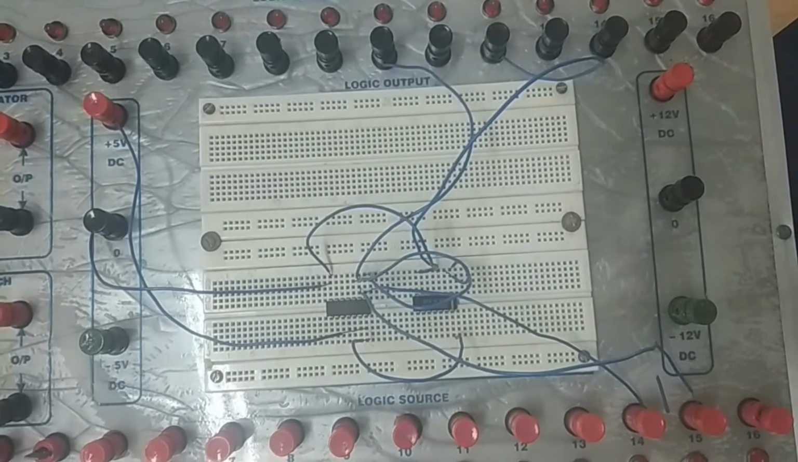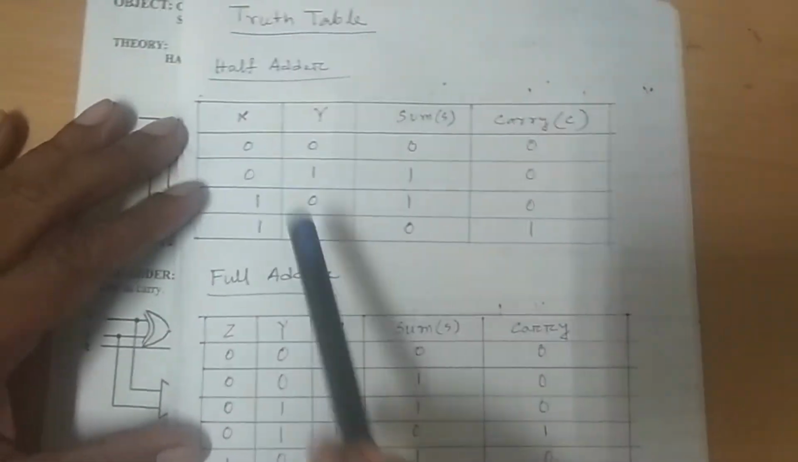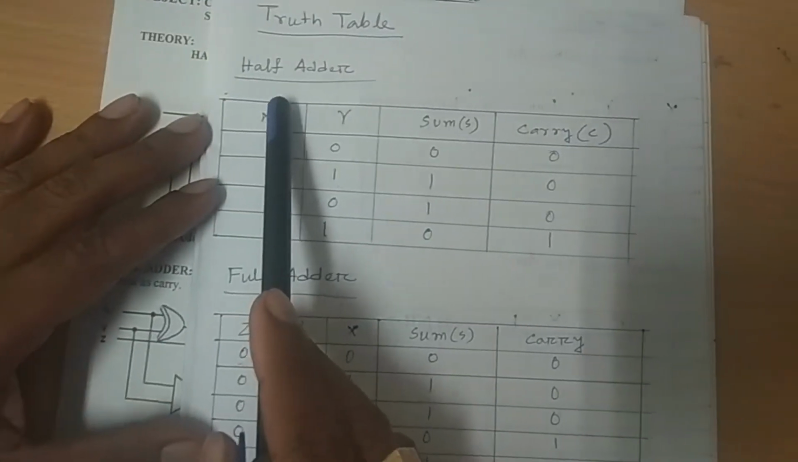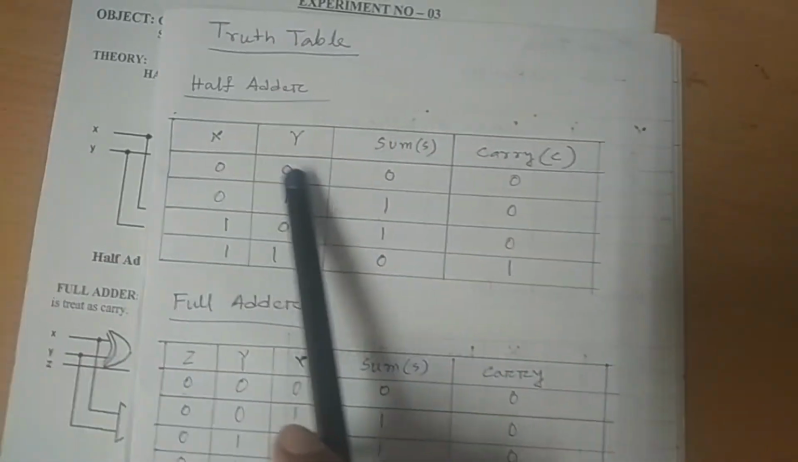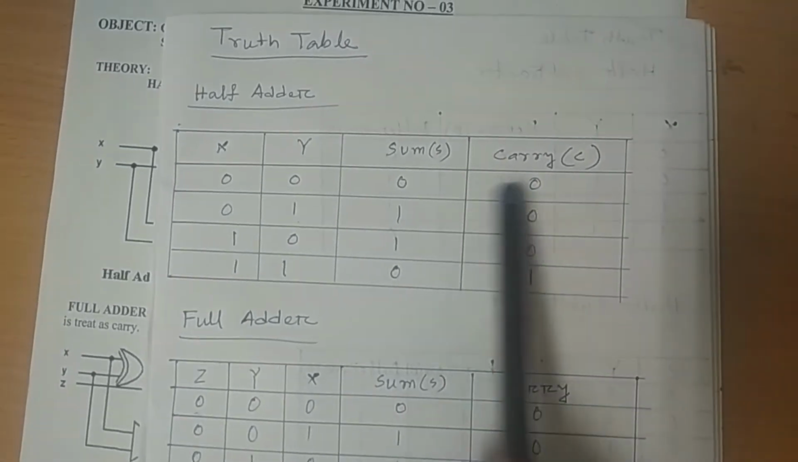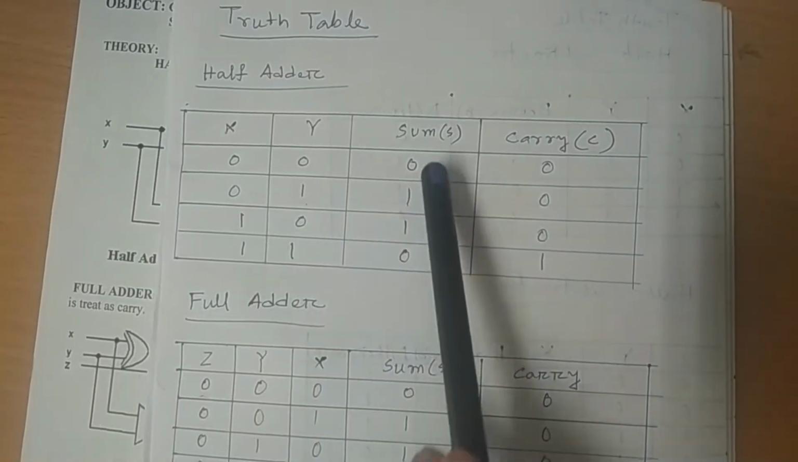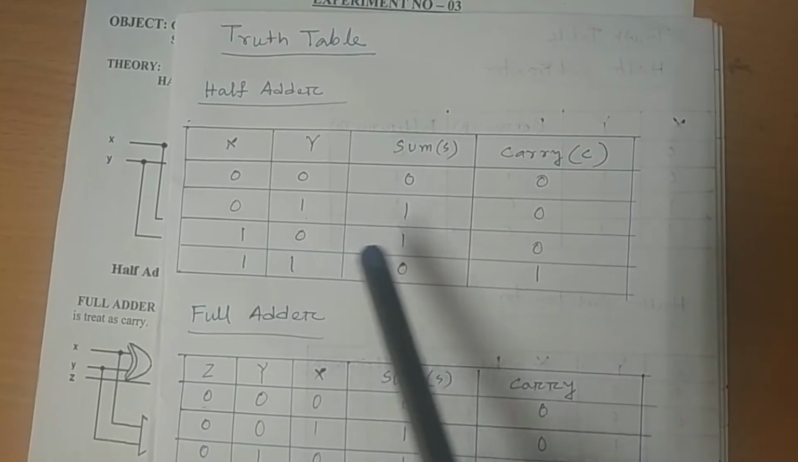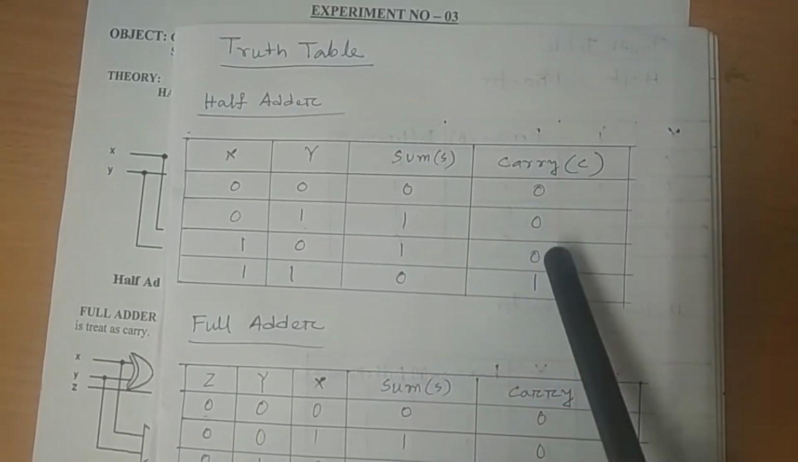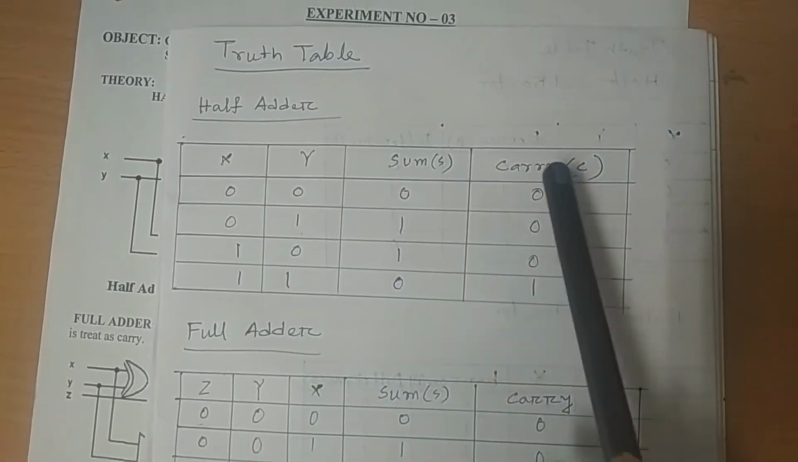Now we are going to check the truth table of the half adder. You see, this is the truth table of the half adder circuit. When both the inputs are 0, then sum and carry both will be 0. When inputs are 0, 1, then sum will be 1, carry will be 0. When inputs are 1, 0, then sum will be 1 and carry will be 0. When both the inputs are 1, then sum will be 0 and carry will be 1.